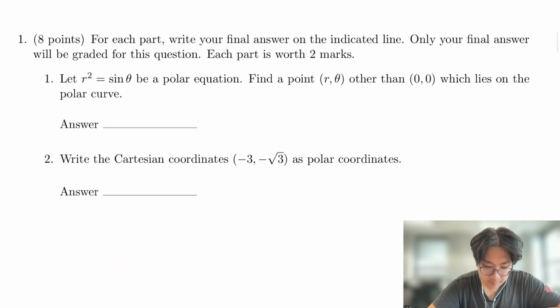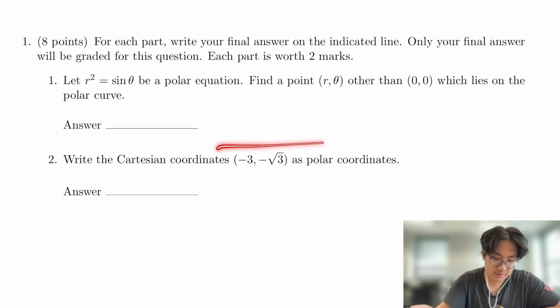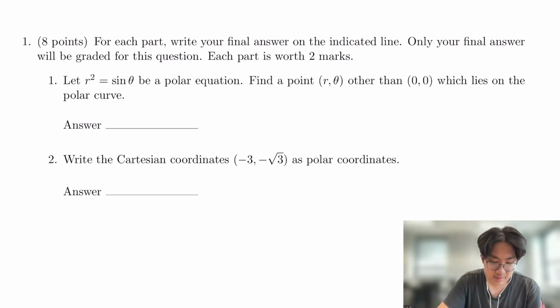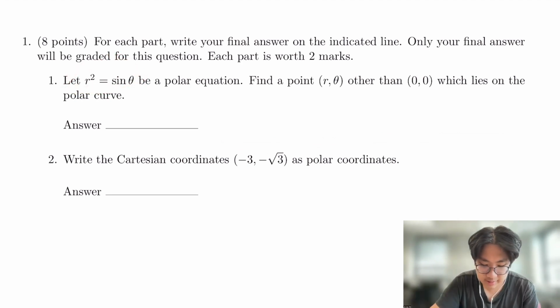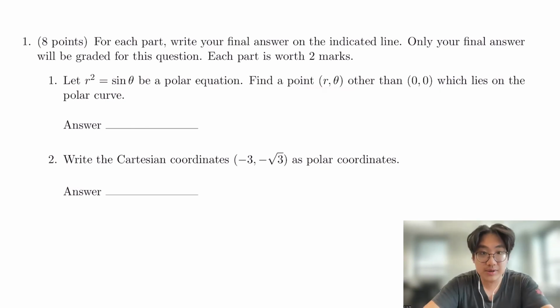So this first part is the short answer part, where you're only graded on your final answer. So you don't need to show your work, but it's always fun to show it on the side. So let's get into it. In this case, we have r squared is equal to sine theta. It's a polar equation. We want to find a point r comma theta other than 0, 0 that lies on this curve.